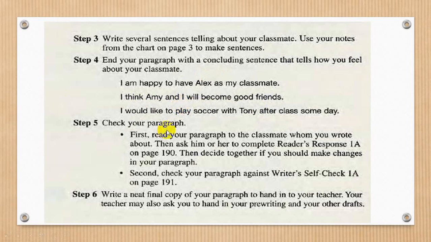I would like to play soccer with Tony after class someday. For example, you've talked about Tony, and Tony loves soccer or likes to play soccer. Soccer means football. Then you too like soccer, so you think you would like to play soccer with him one day.